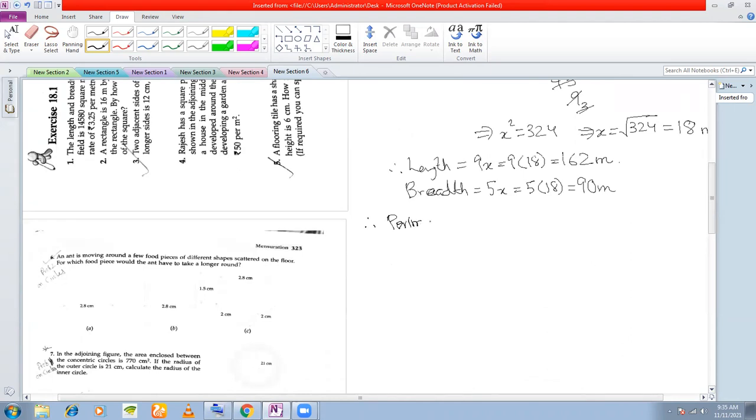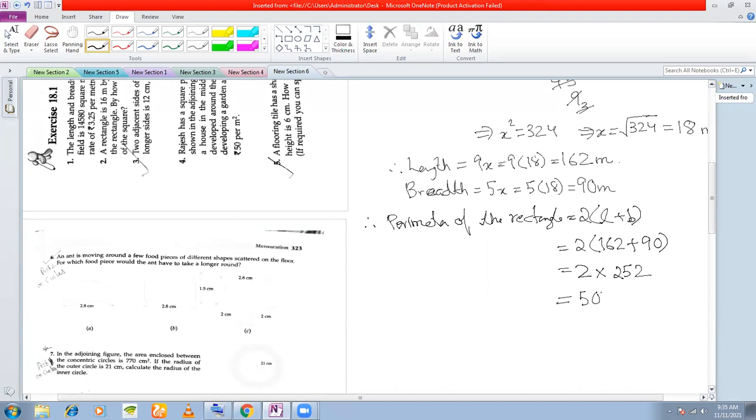Therefore, the perimeter of the rectangle is equal to twice L plus B. What is L here? L here is 162. B here is 90. So this will give you 9 into 252, which is equal to 504 meters. This is the perimeter of the rectangular field.